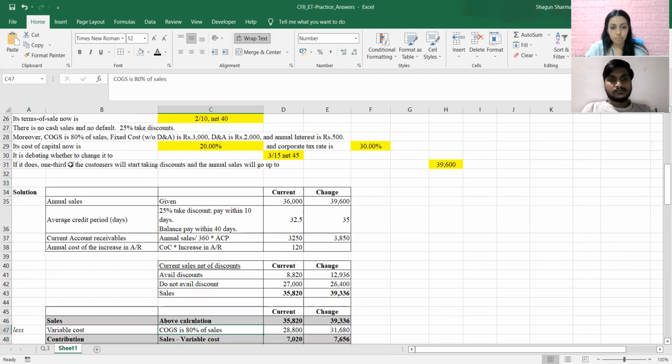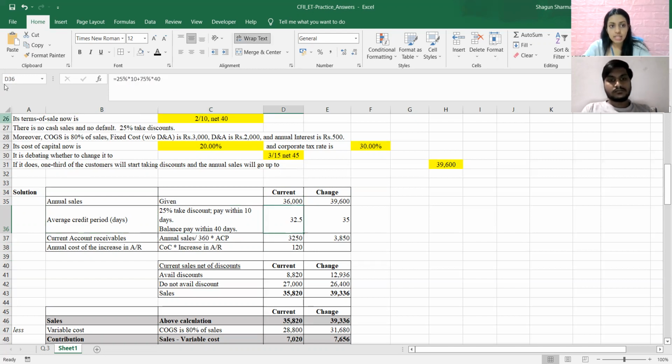Okay, so if you see, all calculations now will be for the current policy and the new policy. ठीक है? So annual sales उन्होंने दिया है, currently it's 36,000. New policy से it will go up to 39,600. Now we calculate the average credit period in number of days, which is how much, on an average, how much time the customer is taking to repay me.